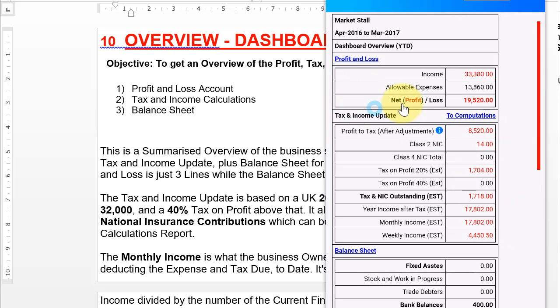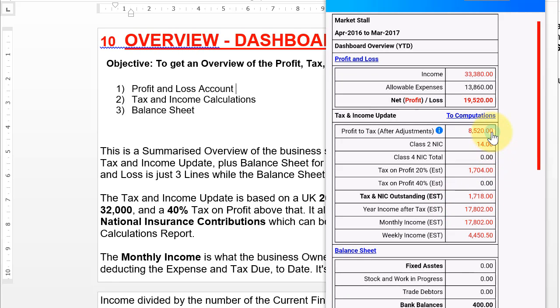So here we've got tax and income update. So this should be the profit after tax. This should be national insurance contributions. Now the profit is 8520, and then 20% of that should be 1704. We don't have 40% because the profit is less than 32,000, so no 40% tax is being paid.